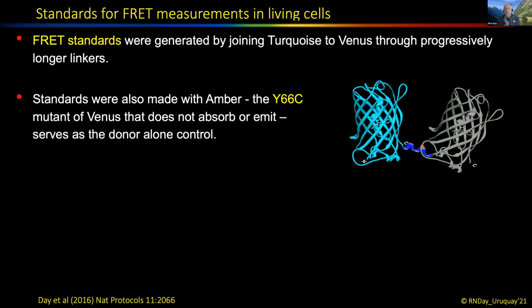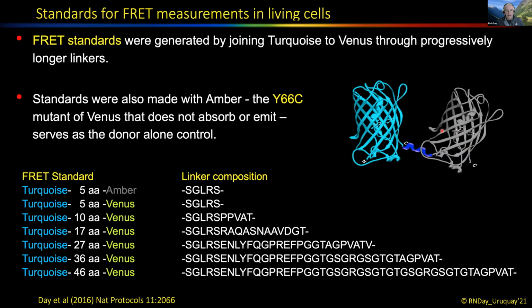And we again took Steve's example and we made a version of Venus that doesn't fluoresce, it doesn't absorb, it doesn't emit. It's a mutation of that chromophore at that tyrosine position. And this mutant, as I mentioned, doesn't absorb and doesn't emit. So it still has structure just like this, but it cannot FRET. So that's our donor alone control. It's a very important control for these types of studies. So turquoise 5 amino acid amber is our donor alone.